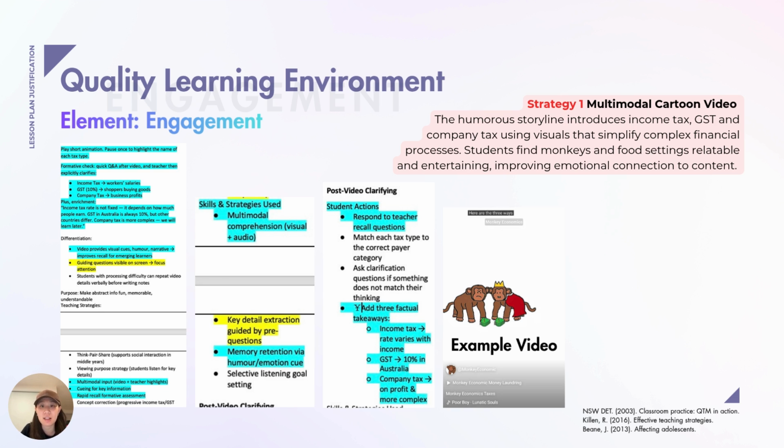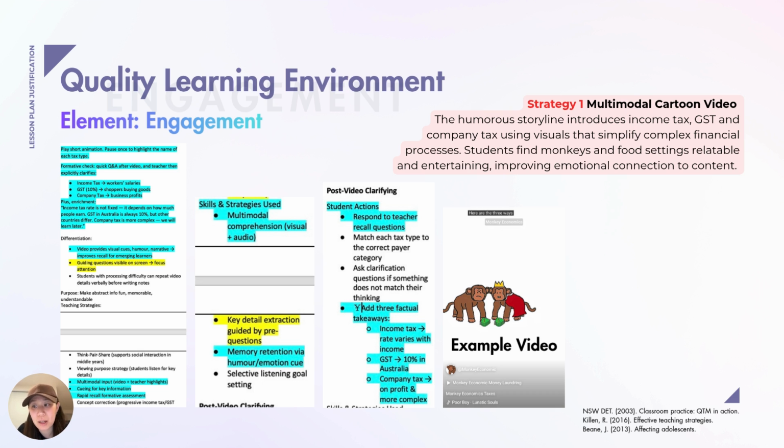So to sustain engagement further, I used a short animated video about a monkey working in a banana factory to teach tax types. So the humorous storyline introduces income tax, GST, and company tax using visuals that simplify complex financial processes. So students find monkeys and food settings relatable and entertaining, improving emotional connection to content. So visual representation is especially effective for abstract economic topics.